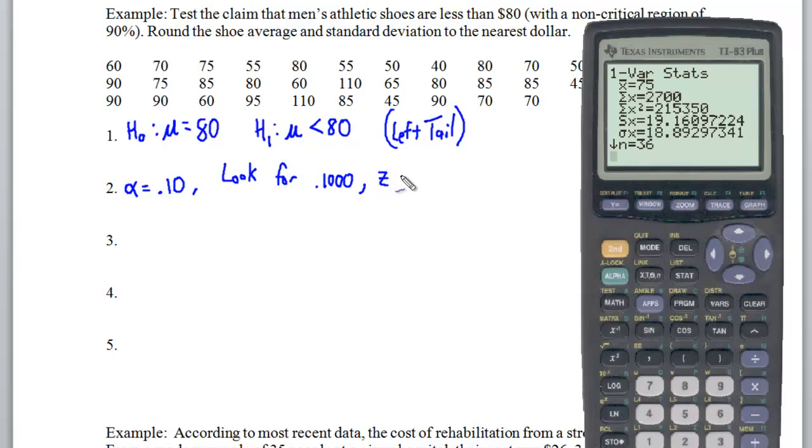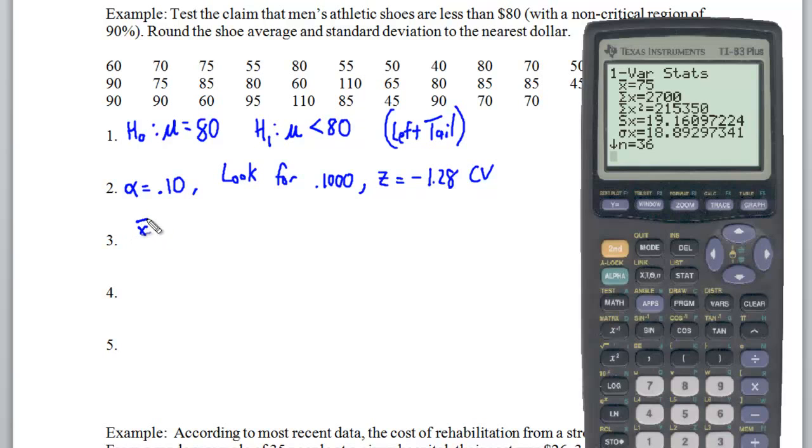And on our z-chart, you may want to pause this and try to find this yourself. The z value is going to be negative 1.28. That's our critical value. Remember, if there's a tie, always round up. So now we've got our critical value of negative 1.28. So we want our test value to be to the left of negative 1.28 to be in the critical region. And I'll show that to you in a picture.